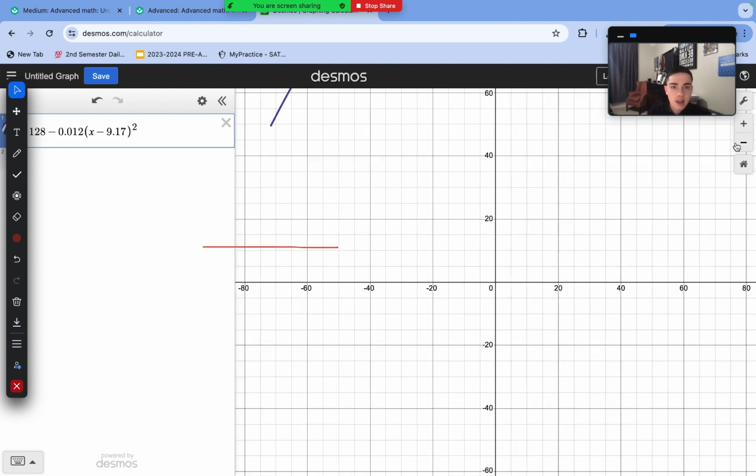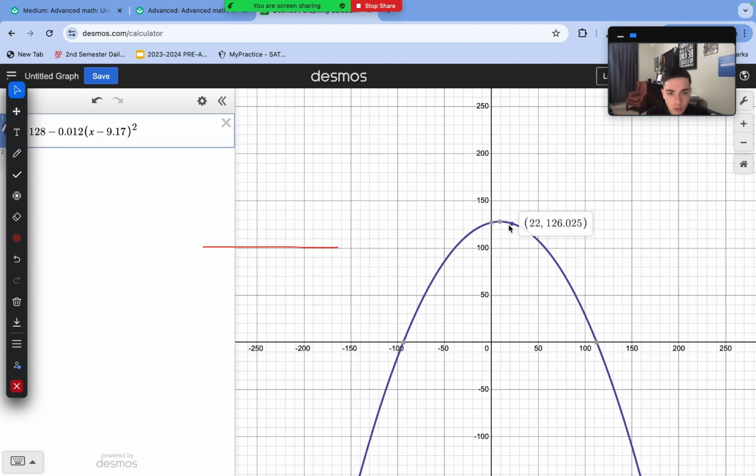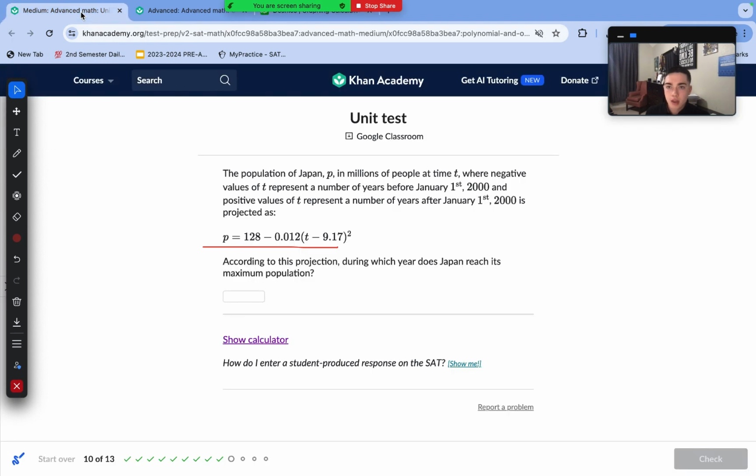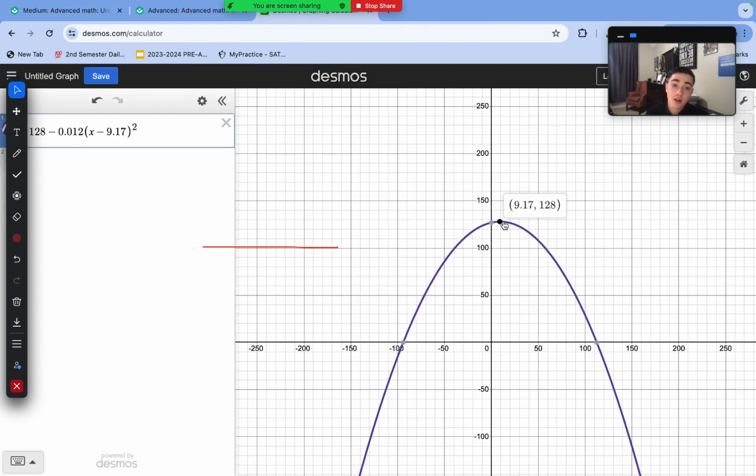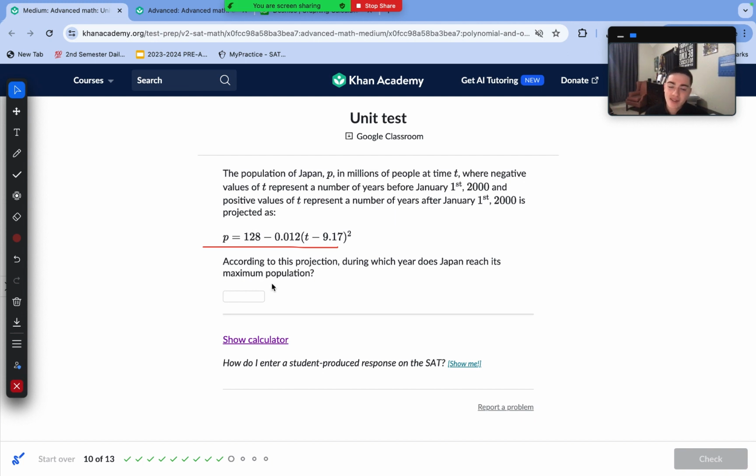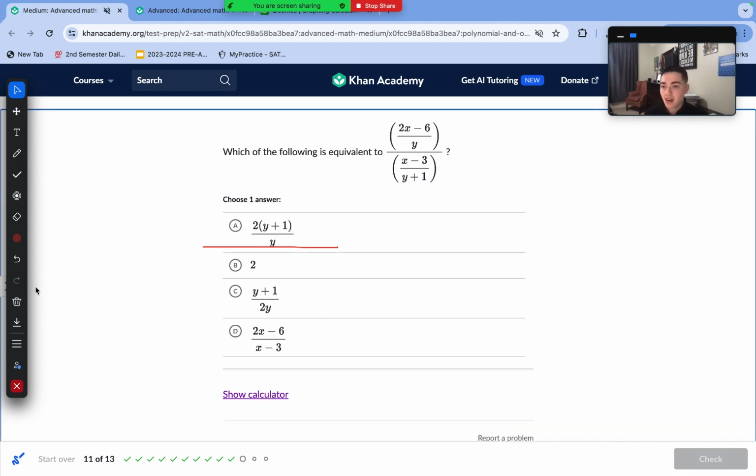Alright, and now we can see what is the x value where we reach the maximum. During which year does Japan reach its maximum population? So that x value is 9.71, and that year would be year 9 after January 1st, so that is 2009 is when Japan reaches its maximum population.